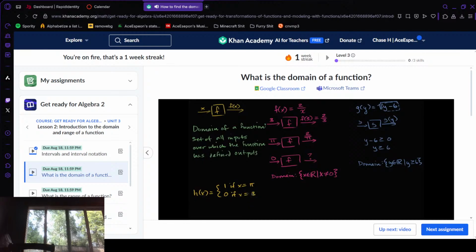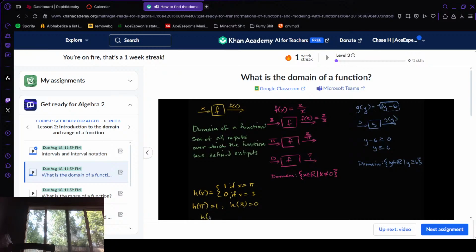Now, what's the domain here? And I encourage you to pause the video and think about it. Well, this function is actually only defined for 2 inputs. We know h of pi. If you input pi into it, we know you're going to output 1. And we know that if you input 3 into it, h of 3, when x equals 3, you're going to get a 0.